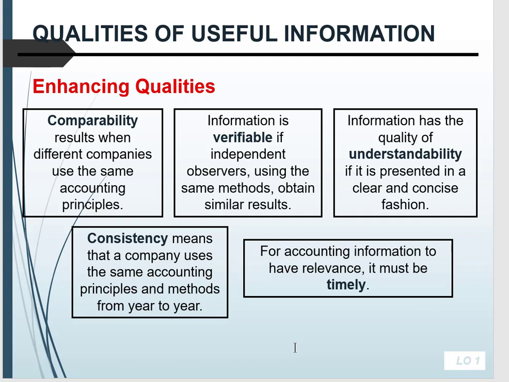Of course, the information has to be verifiable, right? If an independent person looked at it, they would have to get similar results. We have to have the quality of understandability. It has to be clear and concise. Consistency. We have to do the same rules every single year. If we change, we need to account for that, right? We need to let people know that we've made a change.